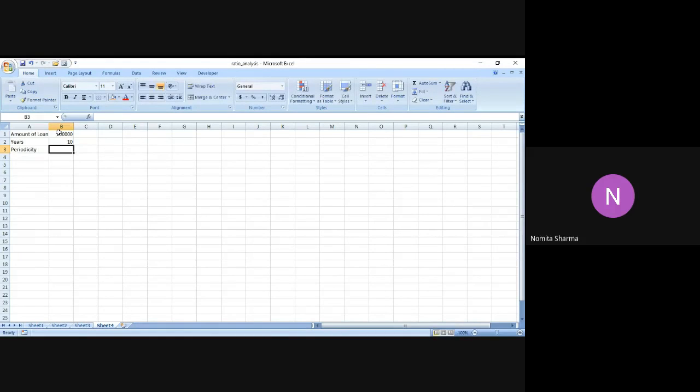We have a concept called periodicity. In this case, I take it as 4. That means the installments will be given on a quarterly basis. So we divide each year into 3 months. All right. Then we have the rate.